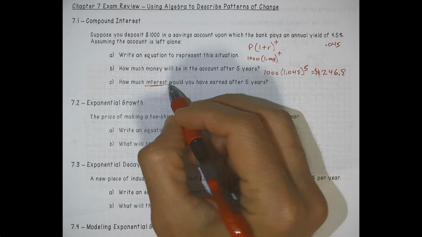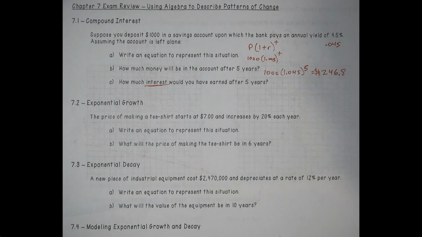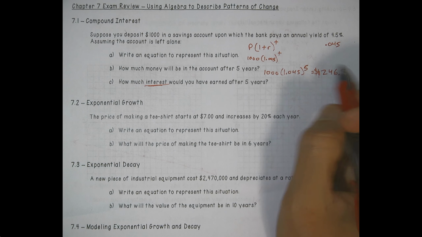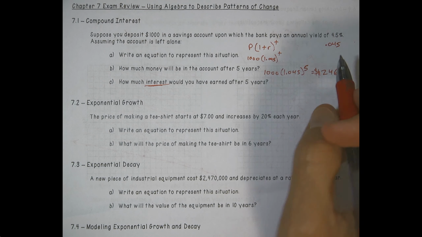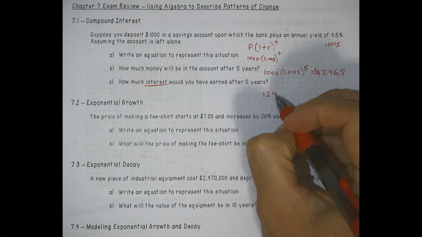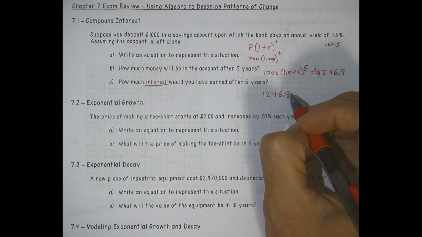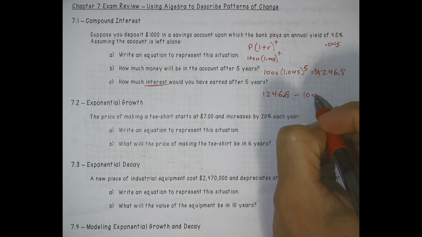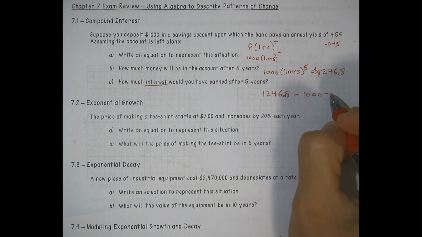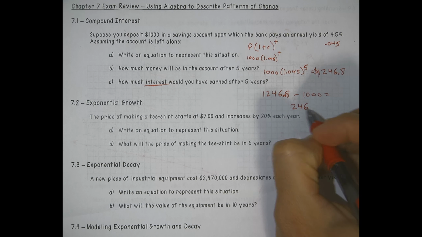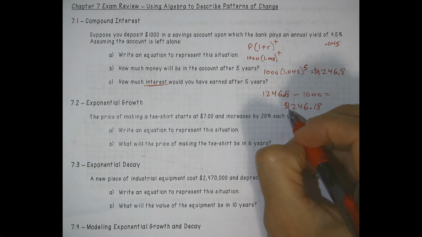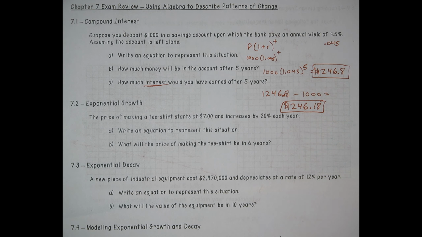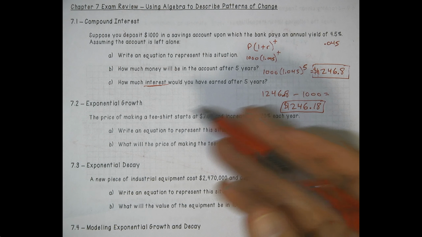Now, how much interest did you earn? Interest is how much you've actually made on top of what you invested. We invested 1,000, and now we have 1,246. Well, 1,000 of this is the original 1,000 we put in. It's not new money that we made. So we need to take the 1,246.18, not 80, and subtract the 1,000 that we started with. And that comes out to $246.18. So that's the interest that we made, and this is the total amount of money that is now in the account.